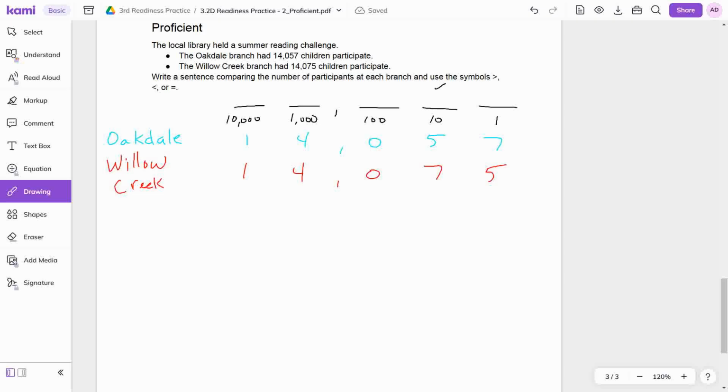And we see that that 57 is going to be less than that 75. So let's write this down here. We would say 14,057. If we wanted to leave a spot for our symbol, we would say 14,057 is less than 14,075. That's how we would answer that problem.